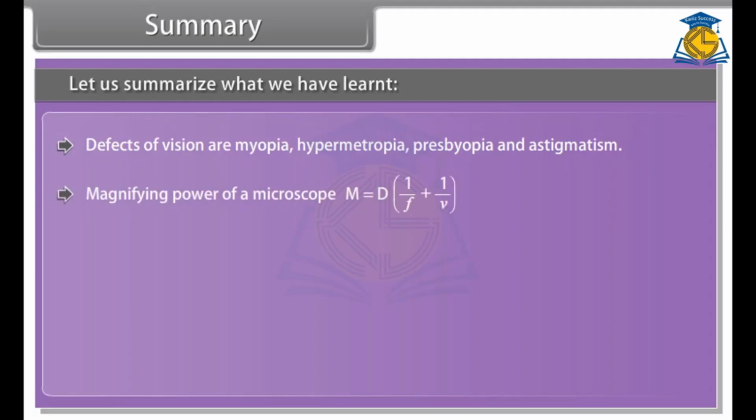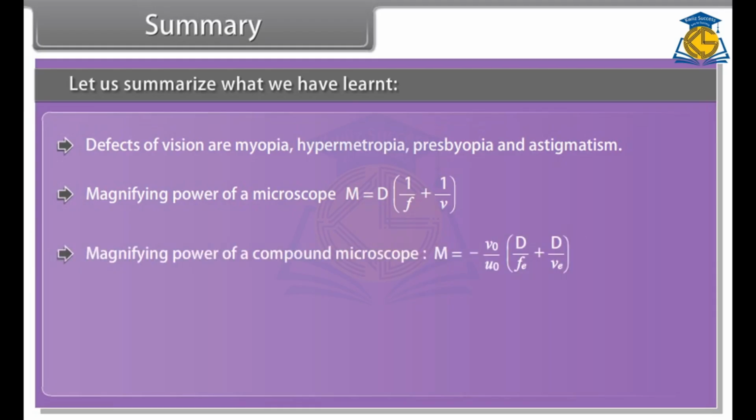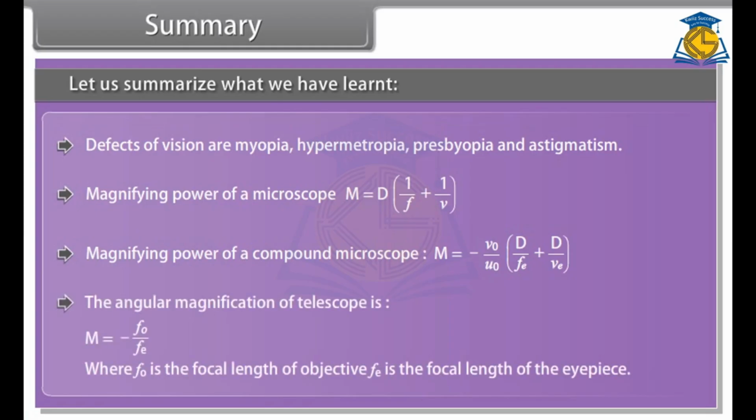Magnifying power of a microscope, M is equal to D into (1 upon F plus 1 upon V). Magnifying power of a compound microscope, M is equal to minus V0 upon U0 into (D upon Fe plus D upon Ve). The angular magnification of a telescope is M is equal to minus Fo upon Fe, where Fo is the focal length of the objective and Fe is the focal length of the eyepiece.